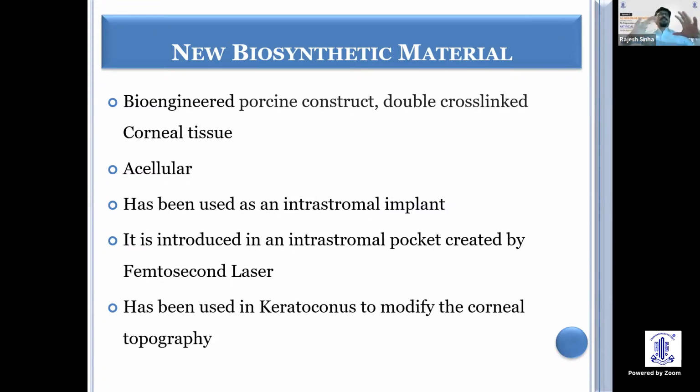So why it is supposed to be more bio-friendly? Because it is again a collagen, and the porcine tissue has been taken, made acellular, and then further modification has been done, which is of course patented by the company that is doing it. It is introduced in an intrastromal pocket created by femtosecond laser. As you can create a very nice pocket with the femtosecond laser, it can be introduced in the intrastromal pocket, and currently it is being used for keratoconus to modify the corneal topography. So it works well in cases of keratoconus, and the initial results have shown some good outcome.